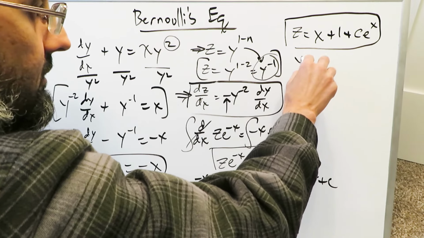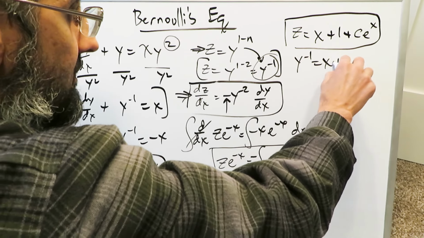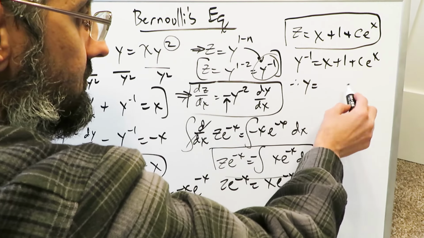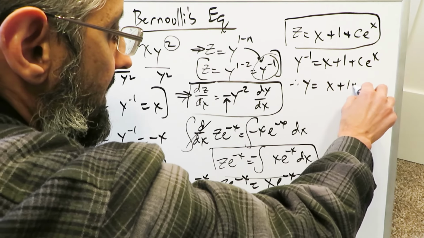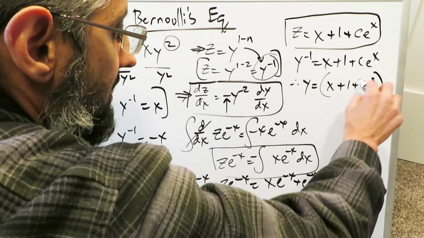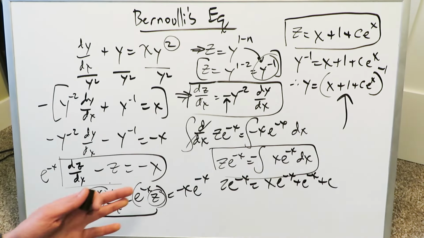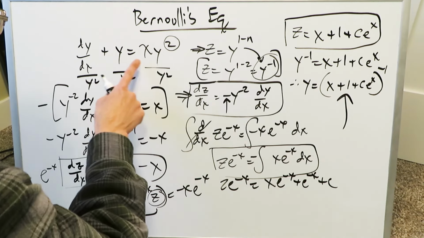Z all along was equal to y to the minus 1, which is equal to x plus 1 plus c e to the x. Therefore, y is equal to what? You can do x plus 1 plus c e to the x, all to the power of minus 1. And that right there represents the function or the equation for which this differential equation is true.